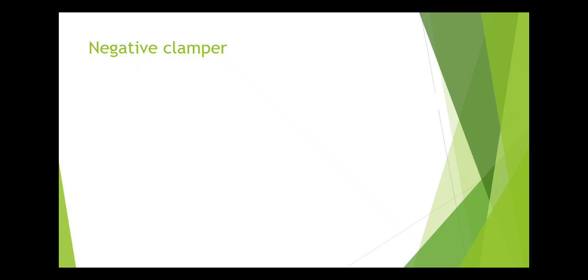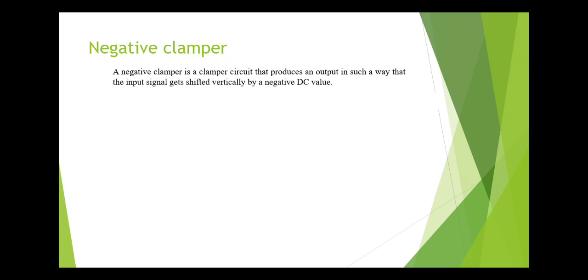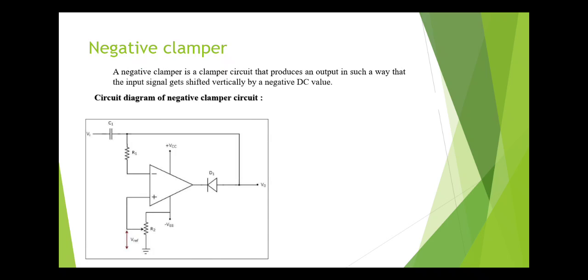Negative clamper. A negative clamper is a clamper circuit that produces an output in such a way that the input signal gets shifted vertically by a negative DC value. Circuit diagram of negative clamper circuit. This is the circuit diagram for negative clamper circuit.